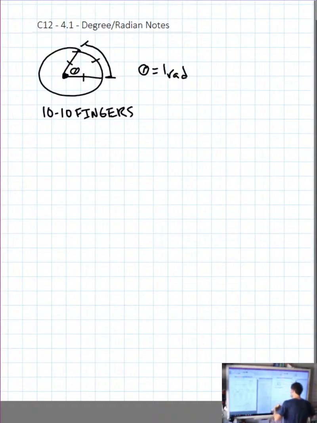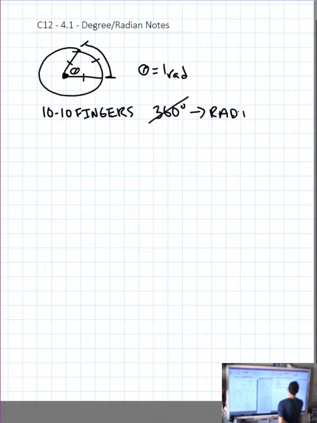So we count in circles with 360 degrees. Now, 360 degrees, what does that have to do with a circle? Well, nothing other than the fact that it has a lot of factors. So we're now going to work in what's called radian measure, which actually has something to do with the circle.